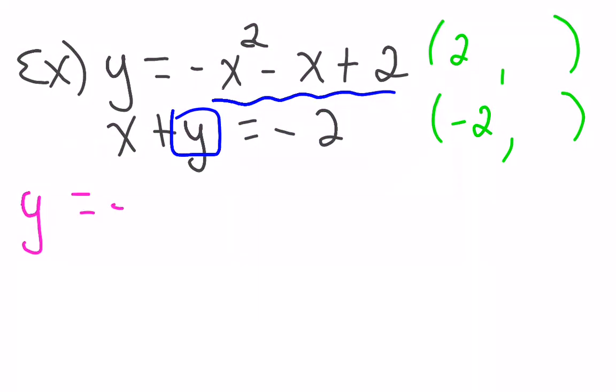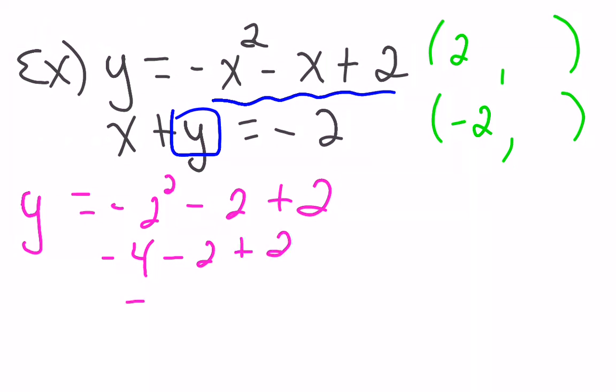So y equals negative 2 squared minus 2 plus 2. So 2 squared is 4, so we have the negative out there. So it's negative 4 minus 2 plus 2. Negative 4 minus 2 is negative 6. Negative 6 plus 2 is negative 4. There's our first.